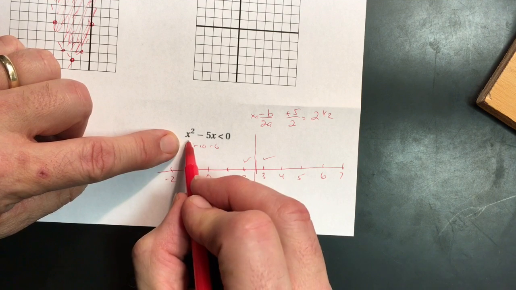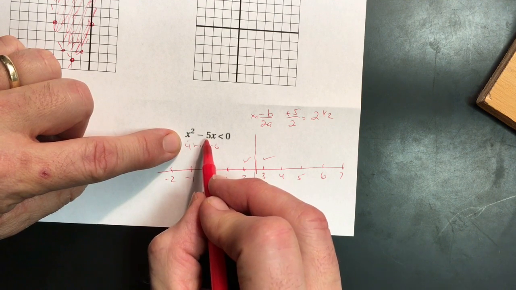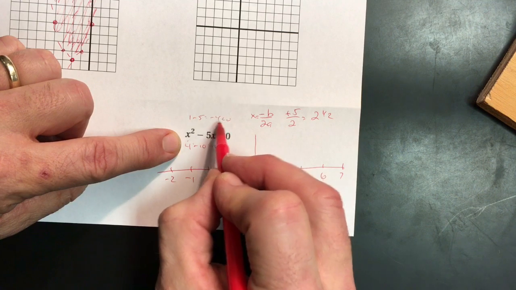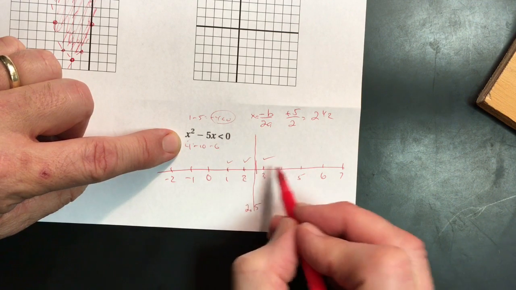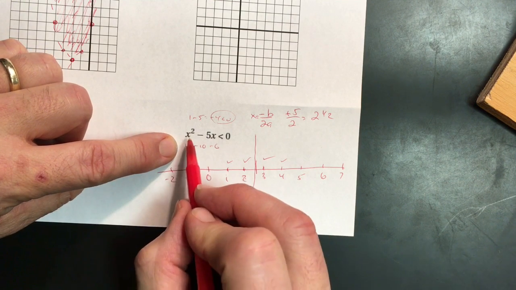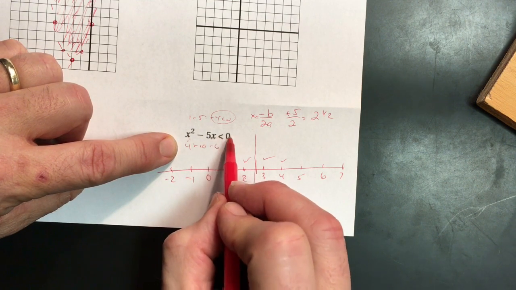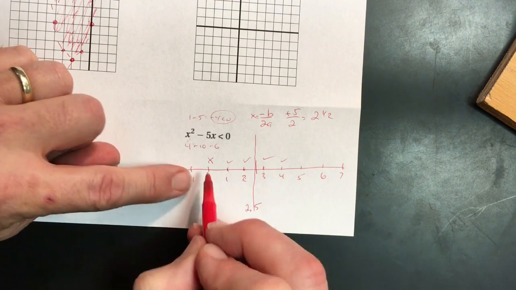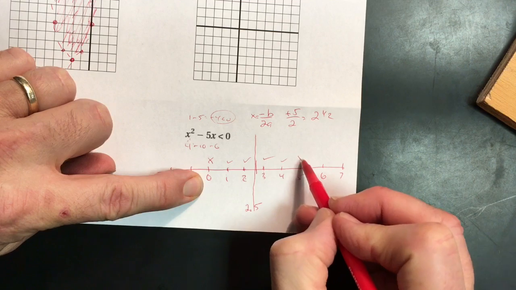I put a 1 here. 1 squared is 1, and minus 5, so 1 minus 5 is -4. Is -4 less than 0? Well, yes, it is, so that's good. I mirror across to that side. Let's try 0. Is 0 less than 0? Well, no, this is not good, but just barely, and neither is this one.